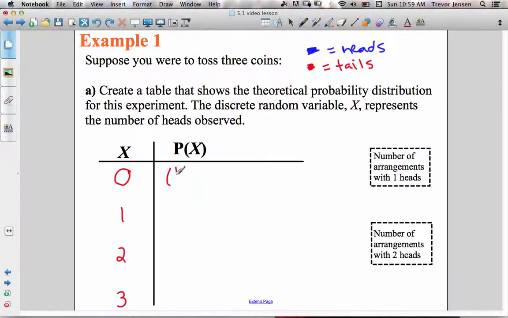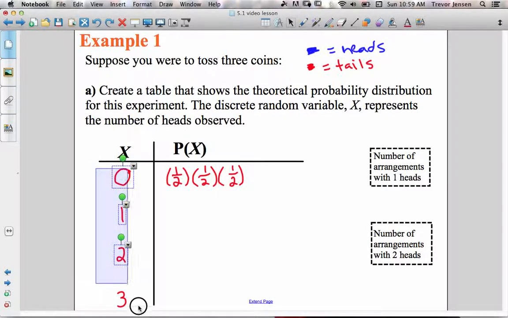So what I have to do, 1 out of 2, times the probability the second coin is tails is also 1 out of 2, times the probability the third coin is tails is also 1 out of 2. So for me to get 0 of, actually I'll change these to blue so you understand that our discrete random variable is the number of heads that occur. You don't get confused and think I'm talking about tails there.